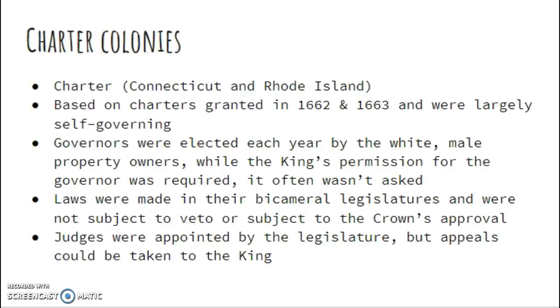Charter colonies. The charter colonies were Connecticut and Rhode Island. They were based on charters granted in 1662 and 1663, and were largely self-governing. Governors were elected each year by the white male property owners. While the king's permission for the governor was required, it often wasn't asked. Laws were made in their bicameral legislatures and were not subject to veto or subject to the crown's approval. Judges were appointed by the legislature, but appeals could be taken to the king.